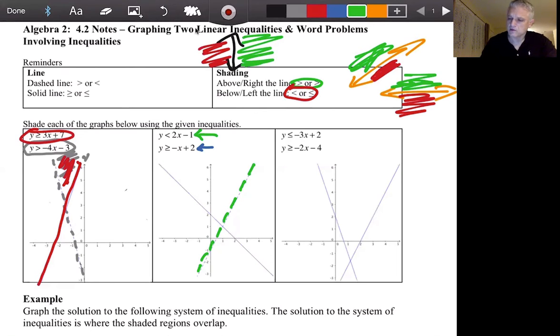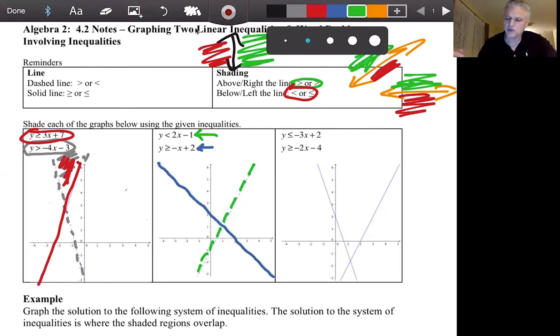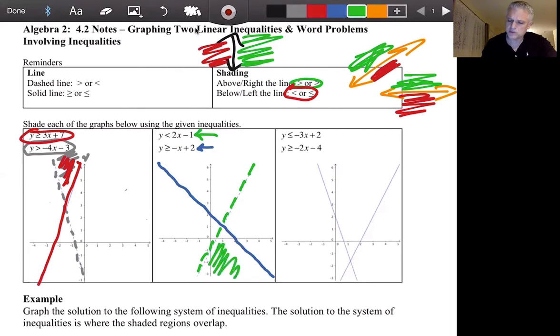All right, I'm going to put my blue line back in here. See if I can do as decent a job as I did the last time. Pretty close. Okay, so again, we're going to go below for the green because it's less than. So below would be this region and this region. For the blue, it says greater than or equal to, which means we're going to go above. So greater than or equal to the blue would be this region and this region.